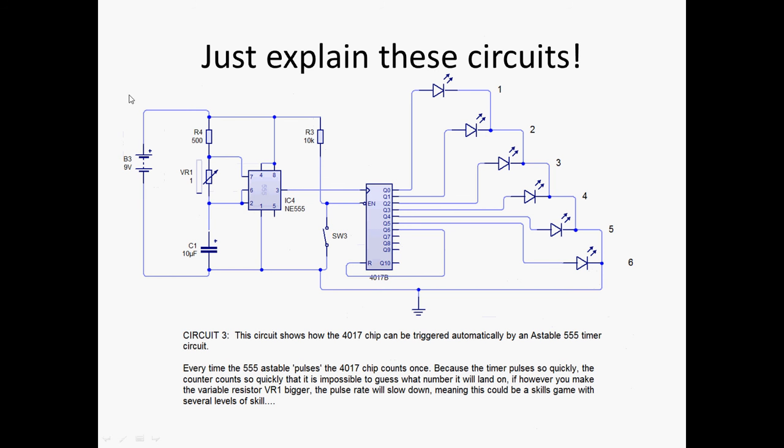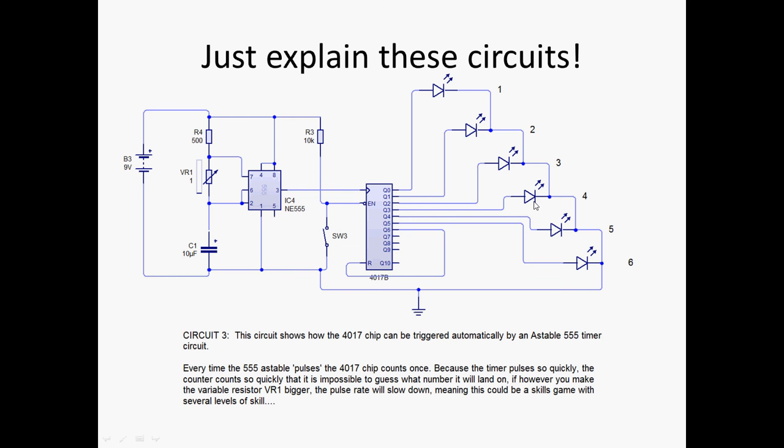Okay, this shows an astable timer sending pulses to a Deca counter. So when this switch is flicked to enable the Deca counter, this circuit will basically cycle through the LEDs on its own. I won't need to hit any buttons, it will just stream through them. The reason I've thrown this one in, this could also be a reaction hand-eye coordination.